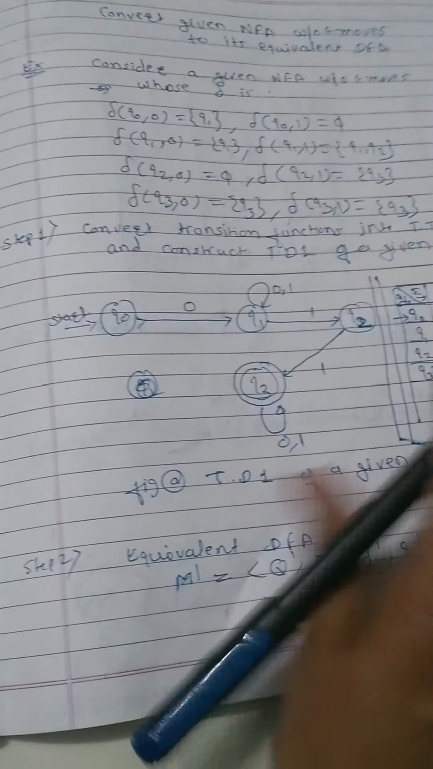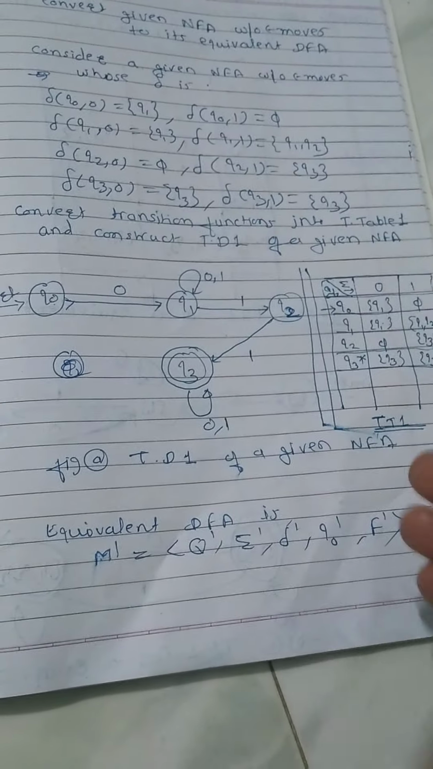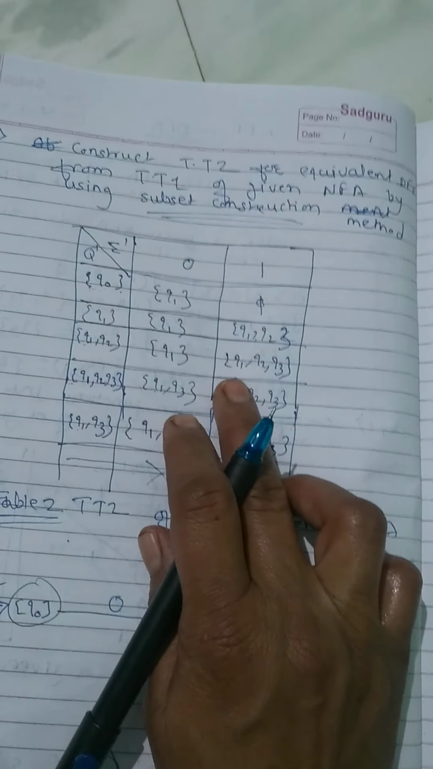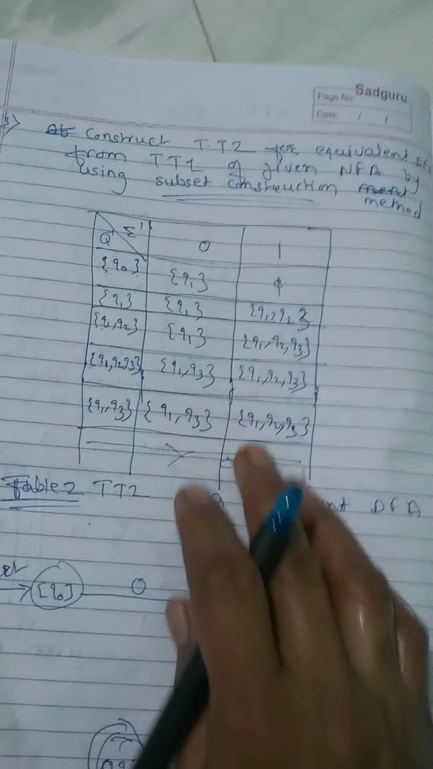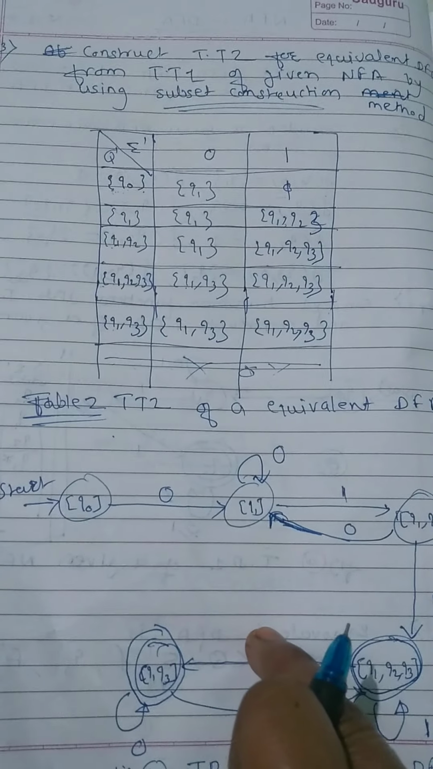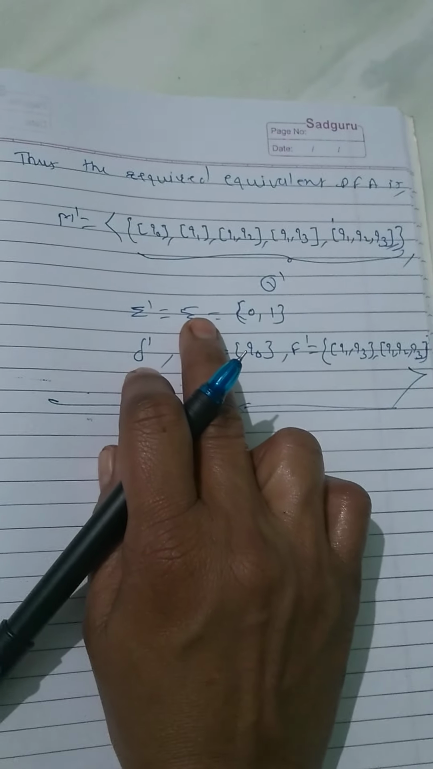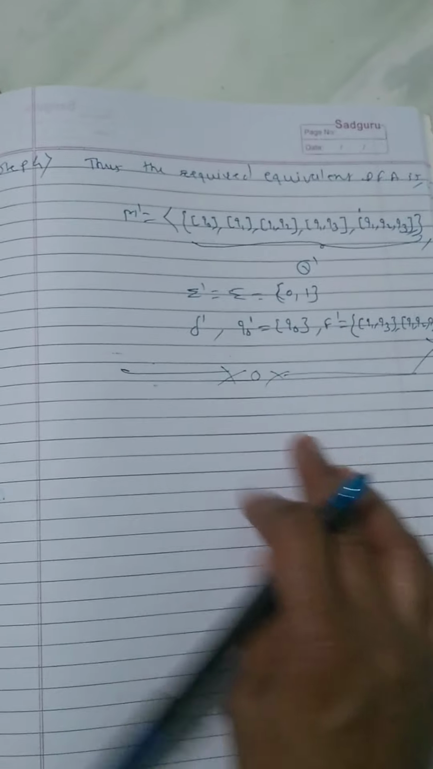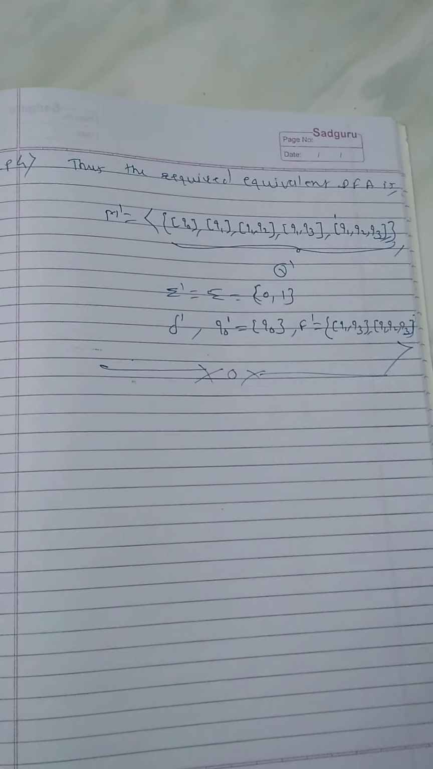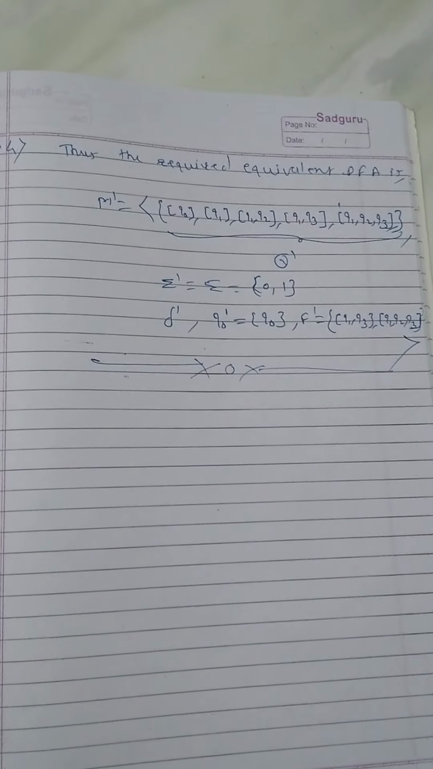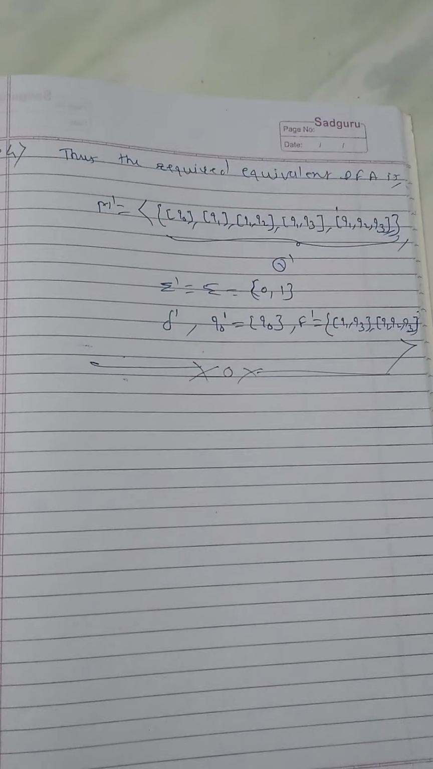Then we converted this transition table 1 into the equivalent transition table 2 by using the subset construction method. Then from this table we constructed the diagram, transition diagram 2, and then wrote down the final answer. So this way we can convert the given NFA without epsilon moves to its equivalent DFA. Thank you all.